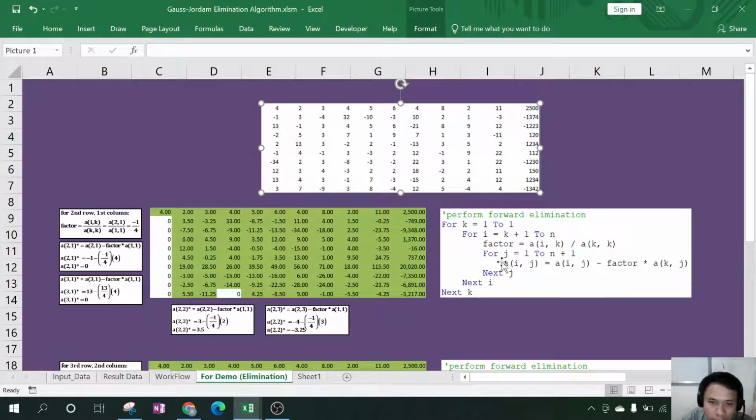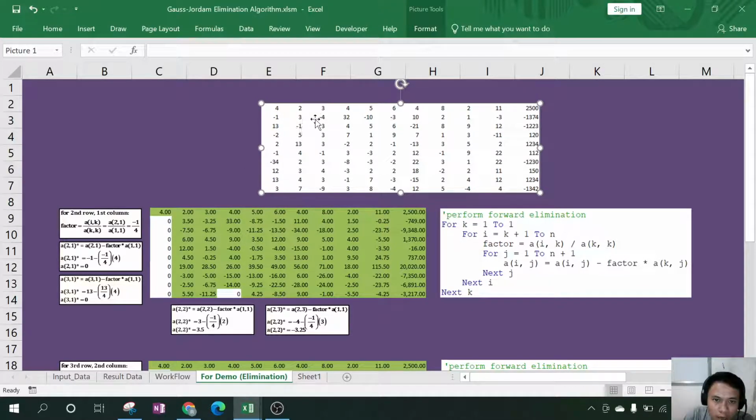So akj, where is that akj? The akj is always on the first row. For the second row, if we want to make 0 on the second row, this one is always on the first row. So that is negative 1 minus negative 1/4 times 4. So it will give you 0.